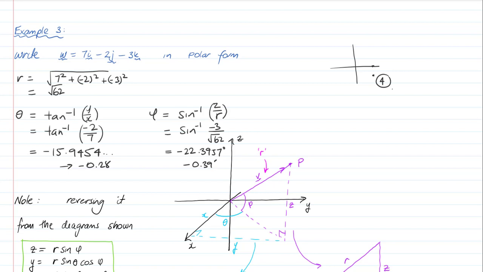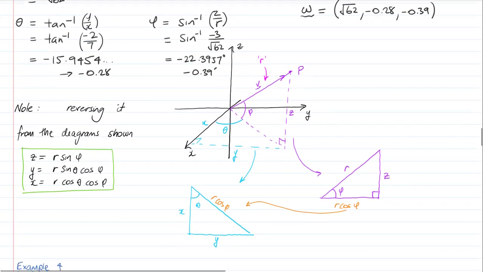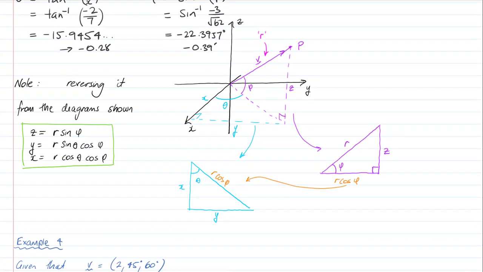And so this comes out as W is equal to, bracket, the square root of 62, comma, negative 0.28, comma, negative 0.39. And that's enough information there to define that vector perfectly, except of course we've done a bit of rounding. Now we can also reverse this process. So here's a little side note about reversing it.